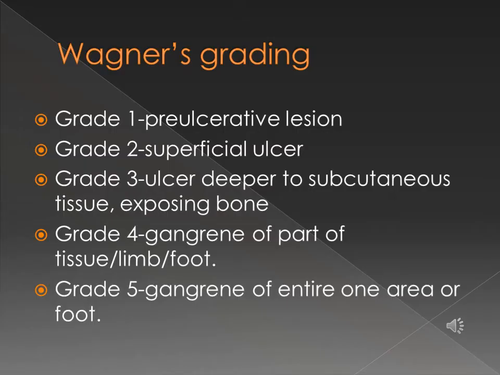Now we'll see Wagner's grading. It is actually used for examination, to find out the exact grade or category of foot ulcers. Now we'll start with grade 1. It includes pre-ulcerative lesions. Grade 2, superficial ulcer. Grade 3, ulcers deeper to subcutaneous tissue or exposing bone. Grade 4, gangrene of a part of the tissue or limb or foot. And grade 5, gangrene of the entire foot.